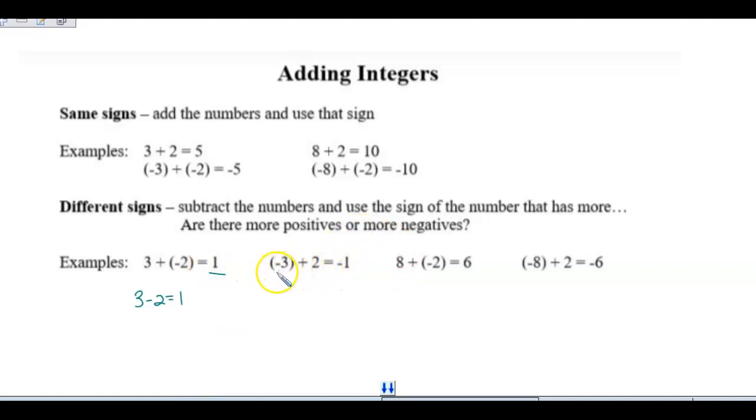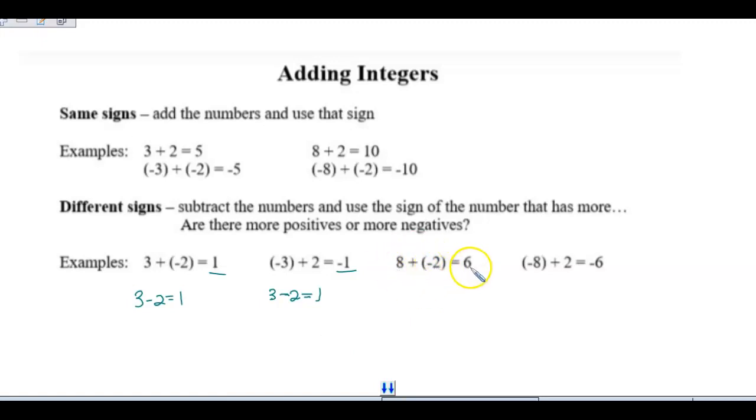This one I have negative 3 plus 2. Different signs. So 3 minus 2 is 1. I have 3 negatives and 2 positives. In this case, I have more negatives than I do positives, so my answer is going to be a negative 1. If I have 8 plus negative 2, different signs.